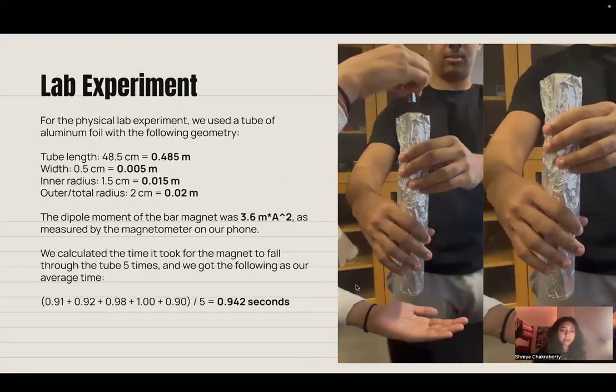Our lab experiment, I can give you a brief overview. We took a tube of foil with the following dimensions. We had a tube length of 0.485 meters or 48.5 centimeters, a half centimeter width of this tube, and an inner radius of 1.5 centimeters, which brings us to a total radius of 2 centimeters. We dropped a bar magnet with a magnetic dipole moment of 3.6 through this tube, and we did five trials of this. We timed how long it took for the magnet to fall through the tube, and our average was 0.942 seconds.